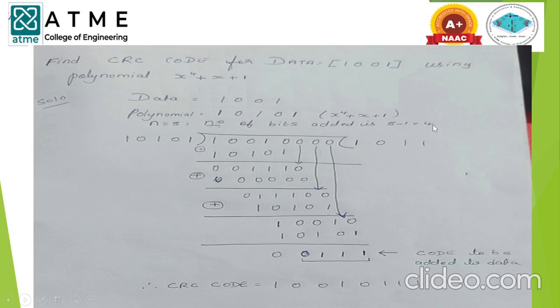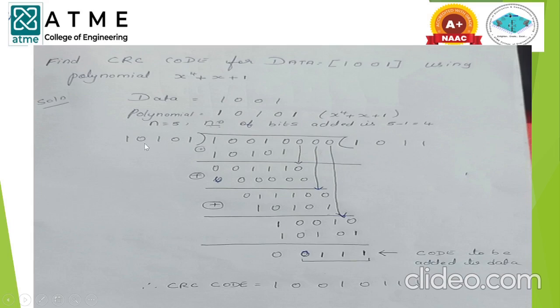So we have to append zeros: the total number n is equal to 5 minus 1, that is 4 zeros, which we have to append to the data 1001. That is the reason we have appended these 4 zeros to the data 1001, and this polynomial 10101 will act as the divisor. So we are going to divide that number by this.